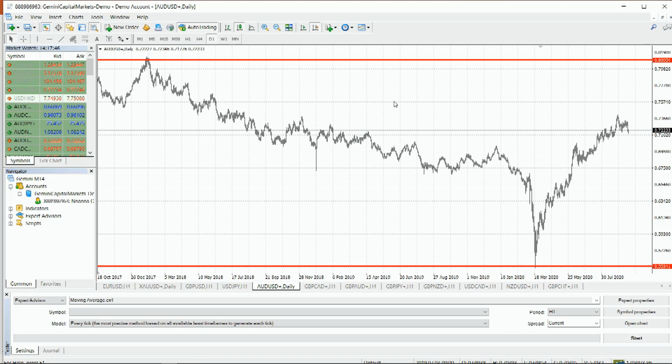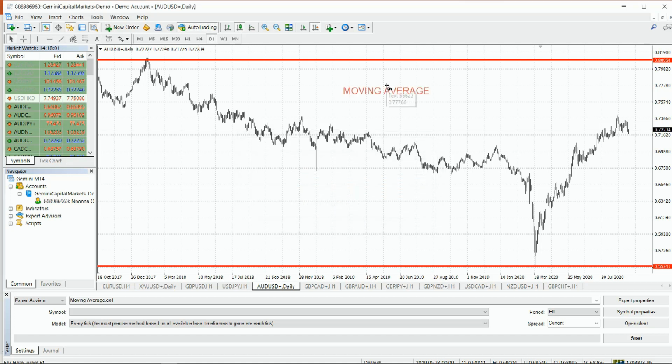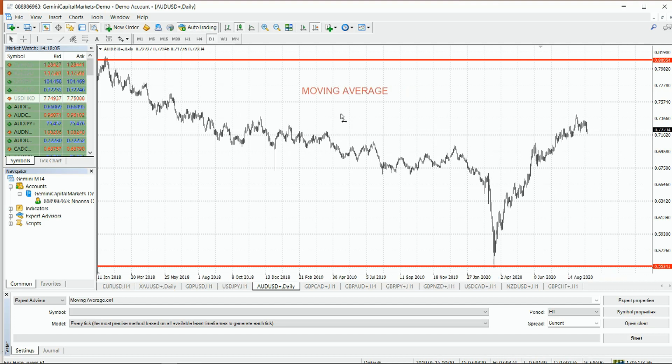Now, the first one we're going to look at is the moving average. And what exactly is the moving average? Let me see if I can write that here. So the moving average. So we're going to be looking at moving average first. So what exactly is the moving average? Well, the moving average is a trend indicator. It's an indicator that helps you see the trend or follow the trend.